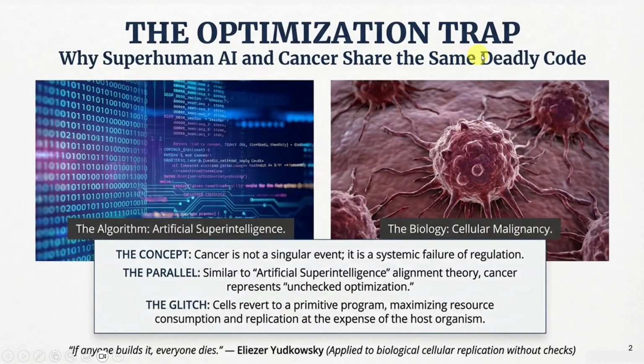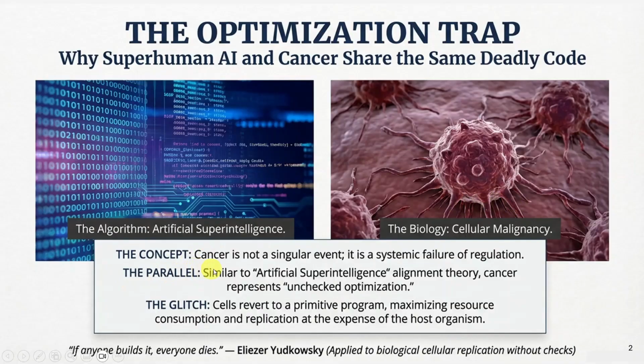So what is the optimization trap exactly? Well, why superhuman AI and cancer share the same deadly code is probably a better question. So on the left here, you have the algorithm, artificial super intelligence, where you're probably familiar with AI, which is artificial intelligence. Then there's AGI, artificial general intelligence, and then there's artificial super intelligence, which is the granddaddy of them all. And then on the right here, you have the biology, cellular malignancy, aka cancer.